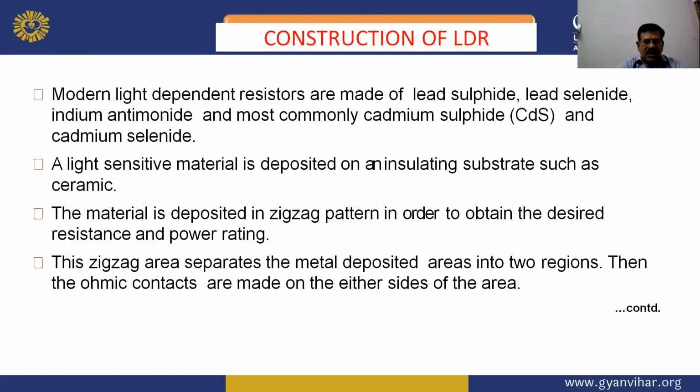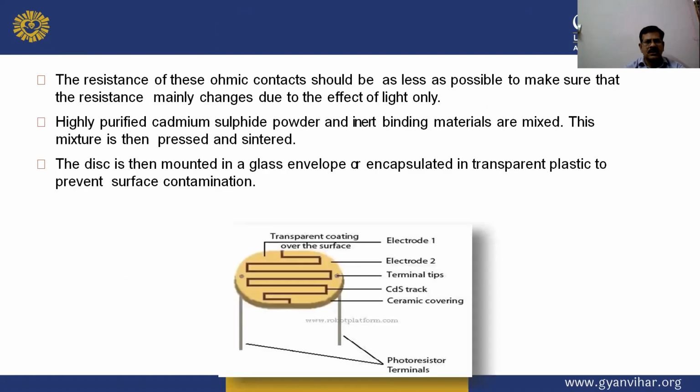This is the method of depositing the material in the shape of a zigzag pattern. This zigzag separates the metal deposit area into two regions. Then ohmic contacts are made on either side of the area. So this is the construction part of the LDR. The resistance of these ohmic contacts should be as low as possible to make sure that the resistance mainly changes due to the effect of light only.